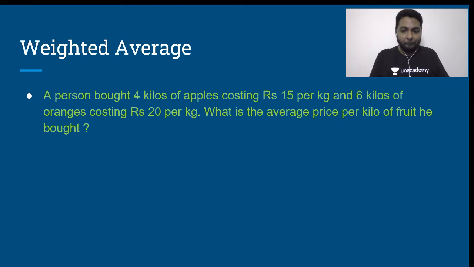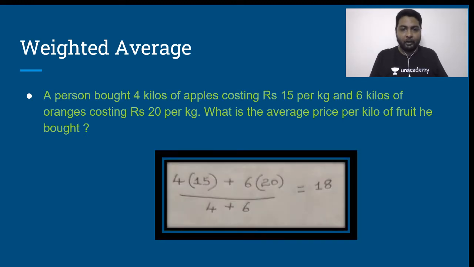Hope it is clear. It is extremely important. That is the reason that I am emphasizing on this question, because the entire concept of alligation is dependent on this simple question. So 4 kilos at the rate of rupees 15 per kilo, 60 rupees. 6 kilos at the rate of rupees 20 per kilo, 120 rupees, divided by the total number of kilos of fruits, 4 plus 6, which is 10, which gives us the answer as 18.